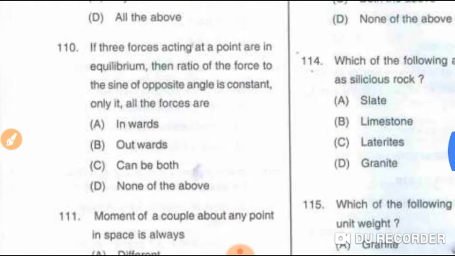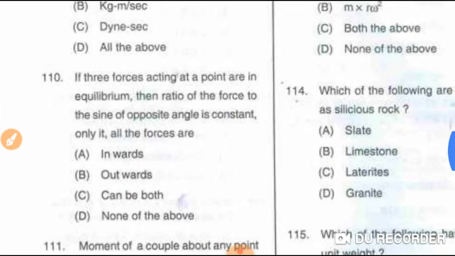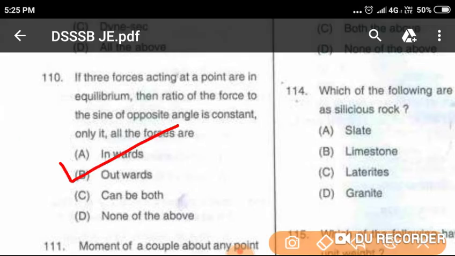Question 110. If three forces acting at a point are in equilibrium, then the ratio of the force to the sine of the opposite angle is constant only if all the forces are: option A inwards, option B outwards, option C can be both, option D none of the above. So the correct answer is outwards. If three forces acting at a point are in equilibrium, then the ratio of the forces to the sine of the opposite angle is constant only if all the forces are outwards.